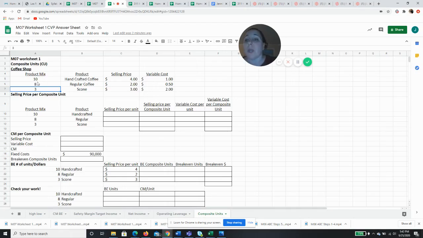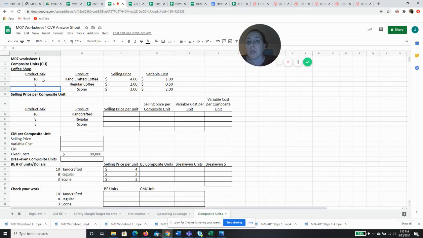Okay, so we know our product mix. And if we know that, then we can create a composite unit that is made up of how our customers normally buy. So in this case, for every 10 handcrafted coffees we sell, we also sell 8 regular coffees and 3 scones. That's just the habits of our customers, right? And that's not everything we're selling in one day, right? Maybe we're selling 100 handcrafted coffees and 80 regular coffees and 30 scones, or maybe it's even more than that, but it's always going to be in that proportion because that's just over time how our customers buy, okay?